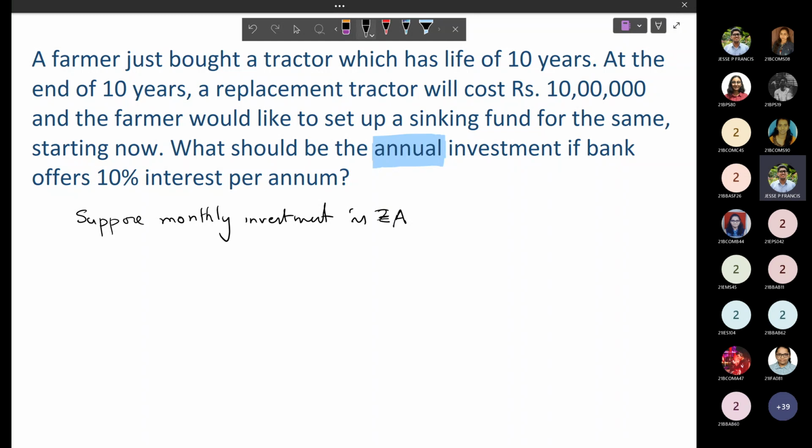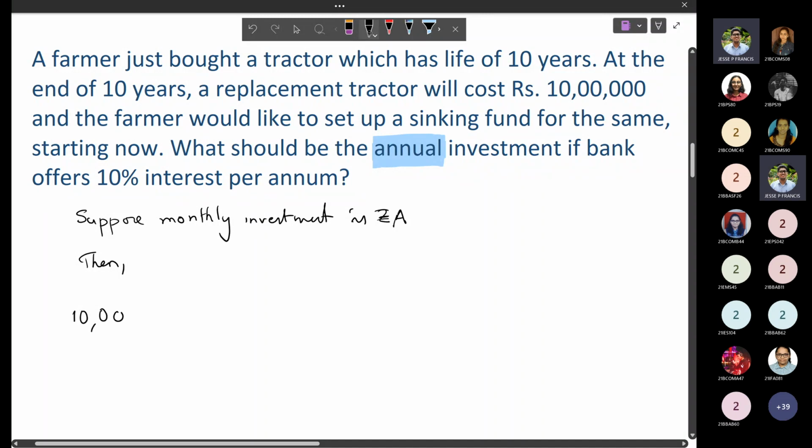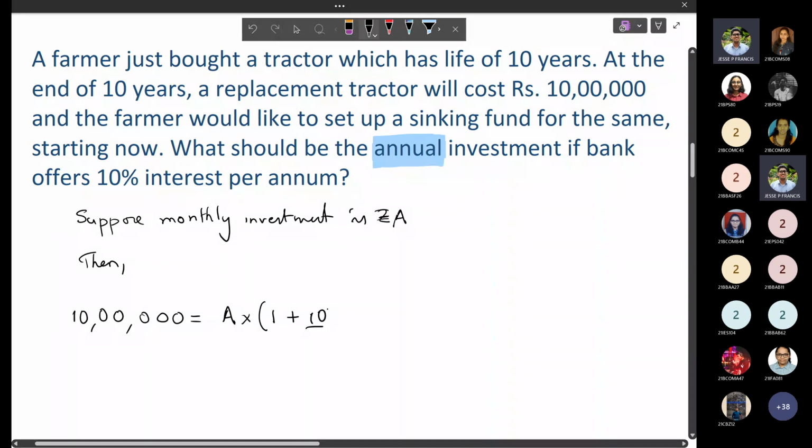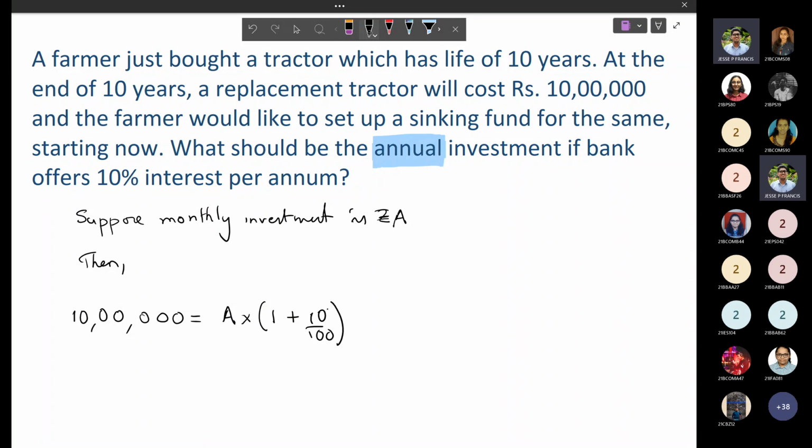Rupees A. Then our maturity amount will be, we will get 10 lakhs in 10 years. The first year you invested A into 1 plus 10 by 100, that is 0.1, and this amount stays for 10 years, plus A into 1 plus 10 by 100, that is 0.1, to the power 9, plus etc., plus A into 1.1.